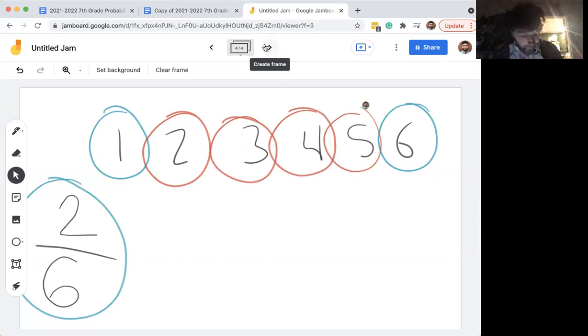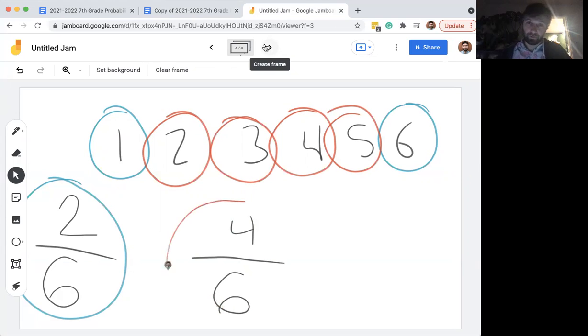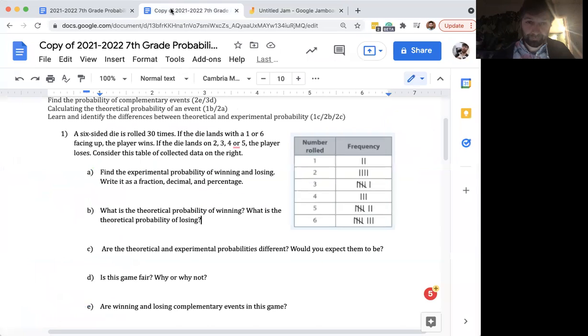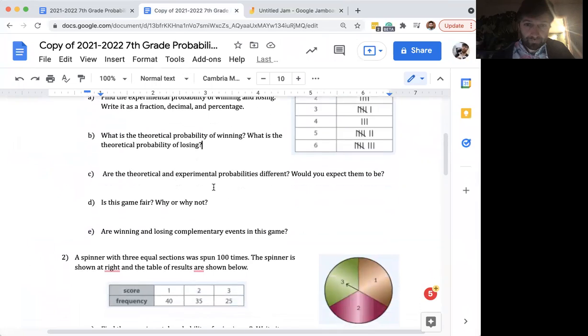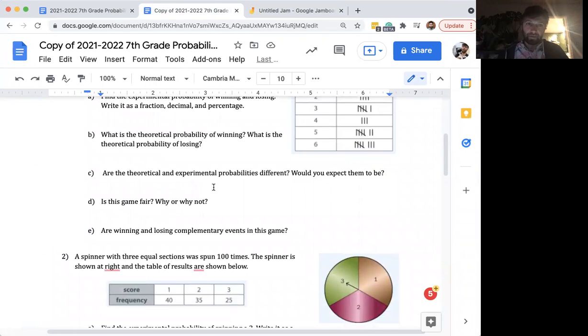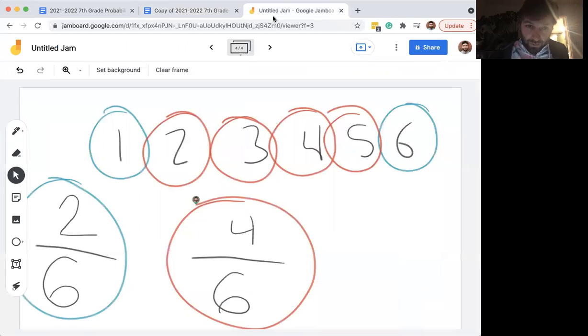There are 4 options in which we lose, 4 outcomes out of 6 total outcomes. So the theoretical probability of losing is 4 out of 6. So now we're asked if the theoretical and experimental probabilities are different, and would we expect them to be? So first we'll start with, are they different?